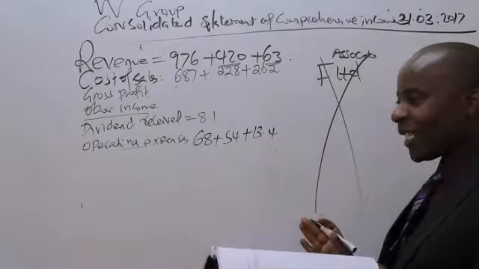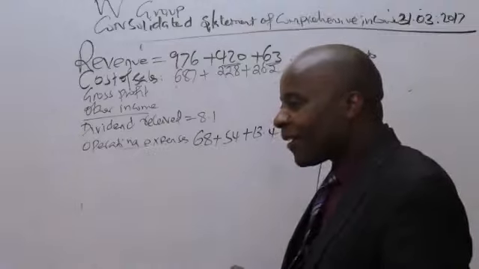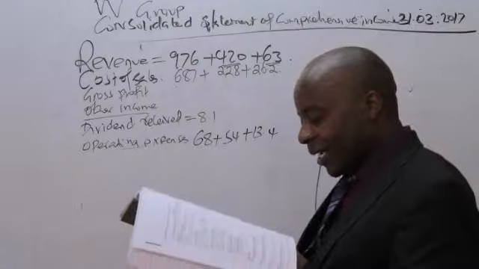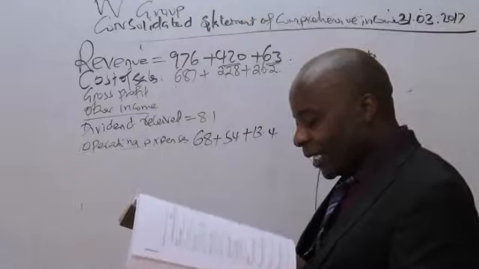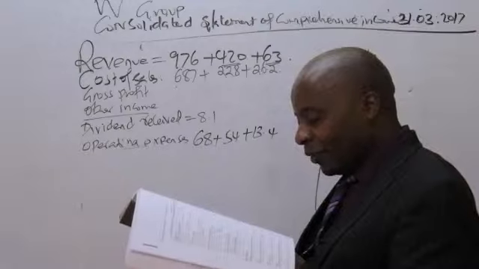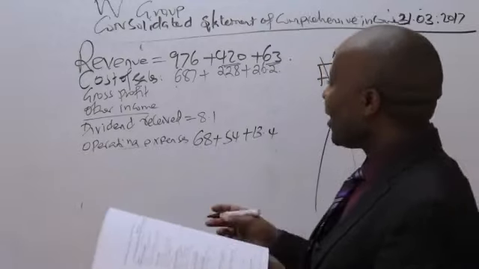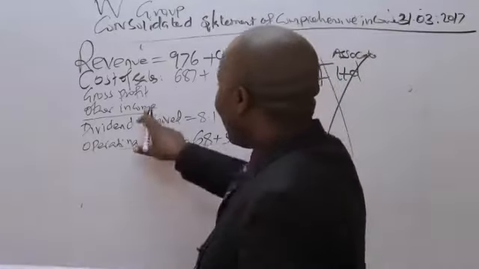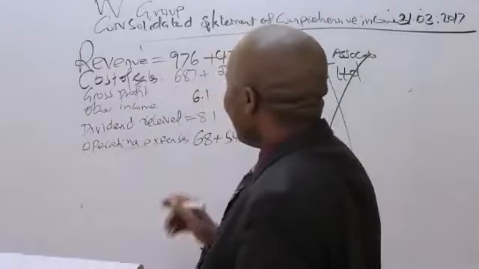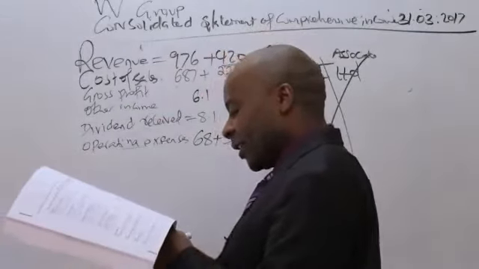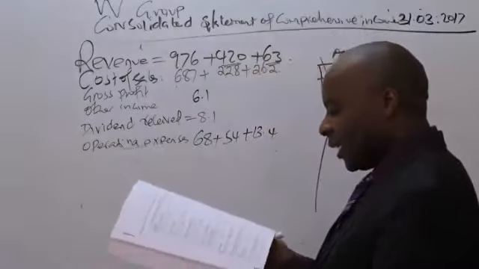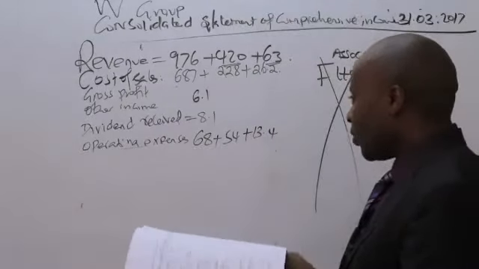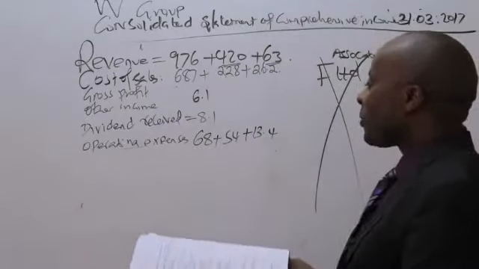Excuse me? Yes. Other income is 6.1. And then we have dividends received, 8.1. Right? So I'm being told that the other income is 6.1, and then we have dividend received 8.1. In most cases, the dividend received will be falling under other incomes. Maybe typing error, but let's just go on with it. So we have operating expenses like that.